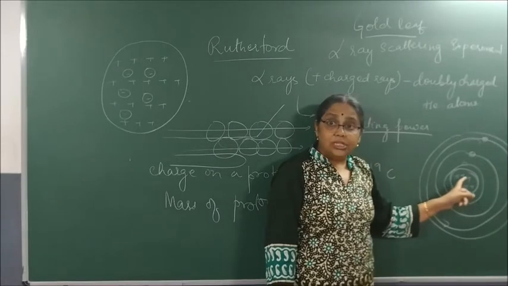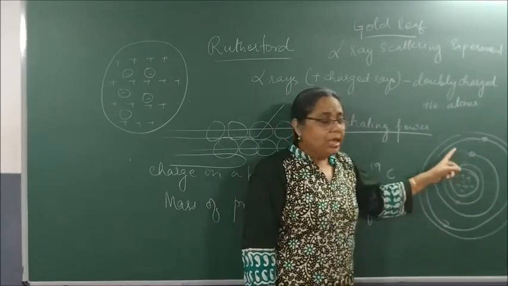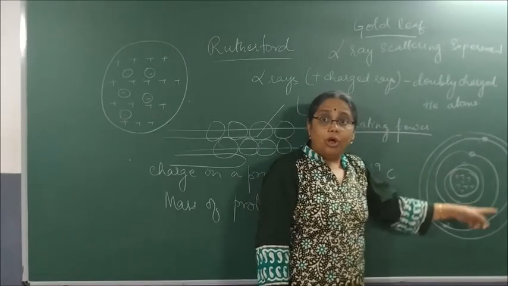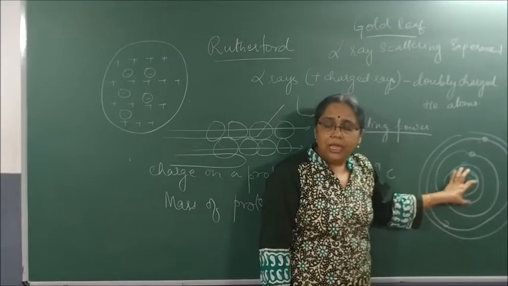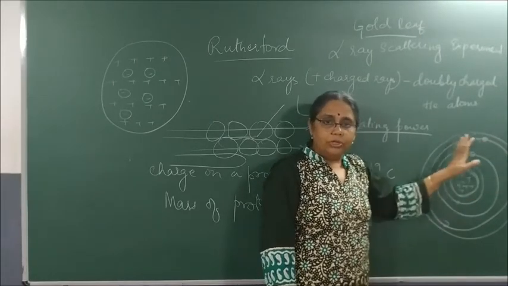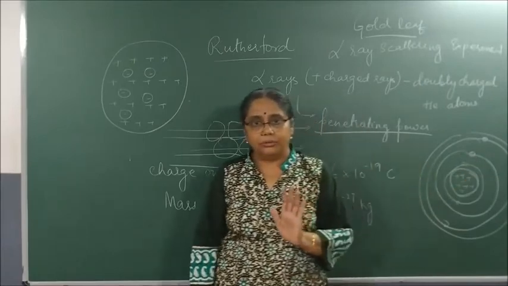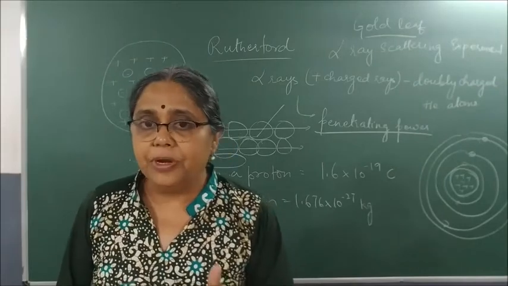The size of the nucleus is very small when compared to the size of the atom, and then the electrons revolve around the nucleus. So the nucleus becomes the sun and the electron becomes the planet. So they move around the nucleus. Understood? What is Rutherford's experiment?